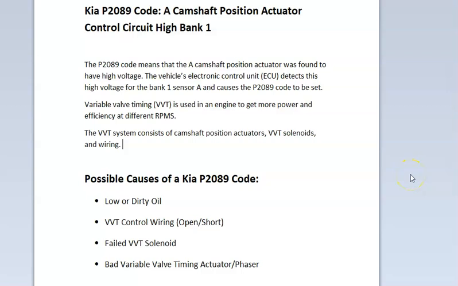And so basically if you have a Kia with the P2089 code, there's some kind of problem going on with the variable valve timing. Some possible causes are low or dirty engine oil. Oil flows through all those variable valve timing components, and so if there's any problem with the oil, like it's low or really dirty, then that can cause problems with variable valve timing. There can also be some kind of wiring issue, like an open or a short. It could be a bad variable valve timing solenoid. And there might be some kind of issue with the actuator, sometimes called the phaser.